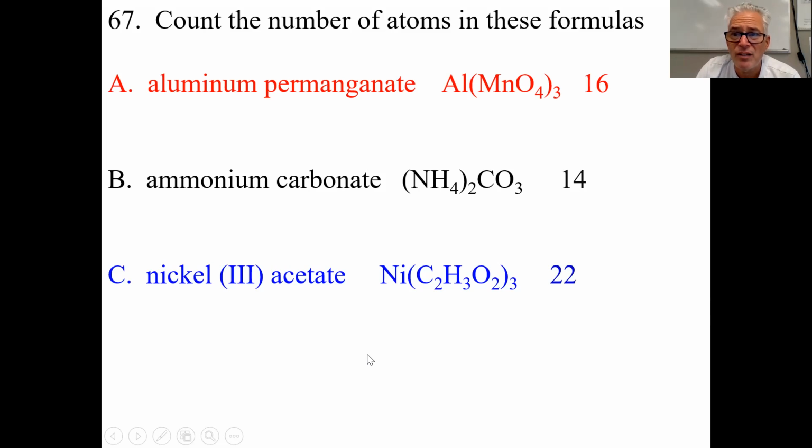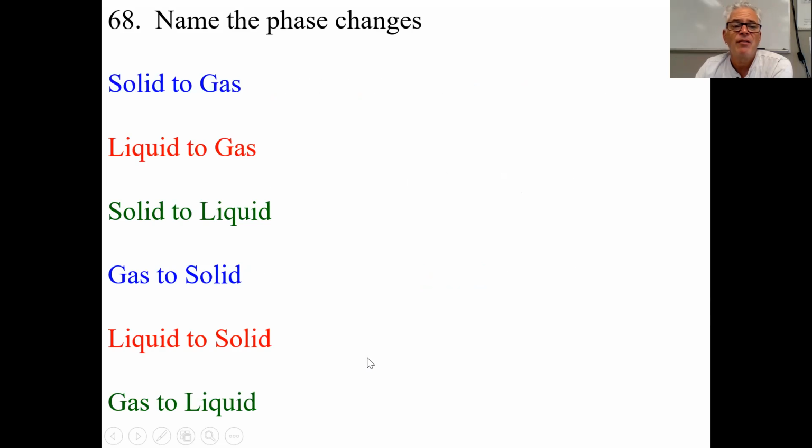You should be able to do these, and you should be able to practice these, and there's more in the homework you're going to do. Now, there are 6 phase changes. We did this a couple days ago. You have to know them. 3 or 4 of them, you know for sure they're easy.